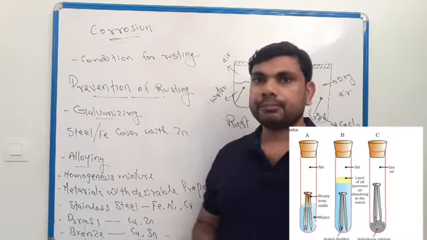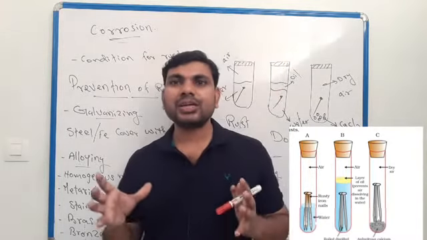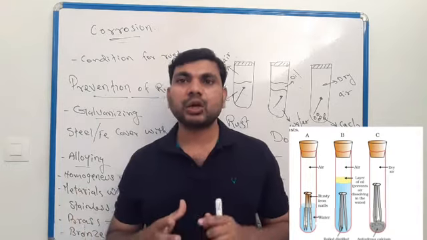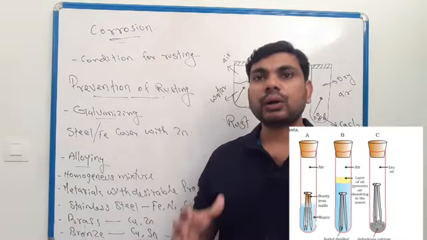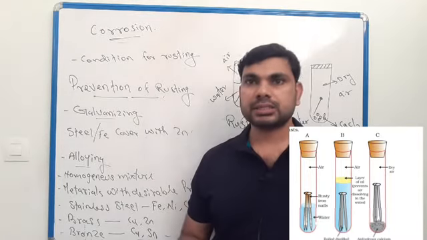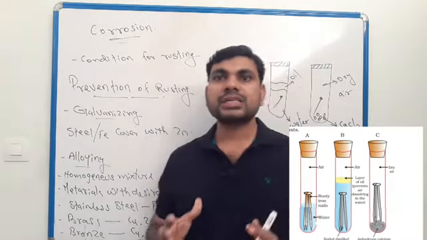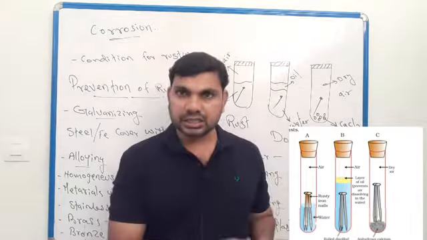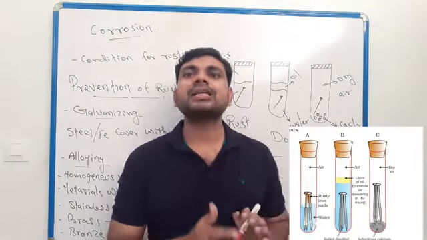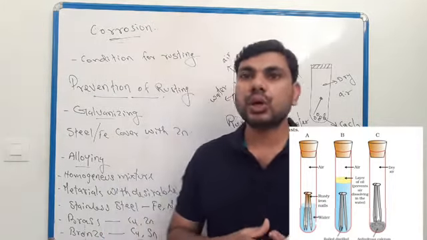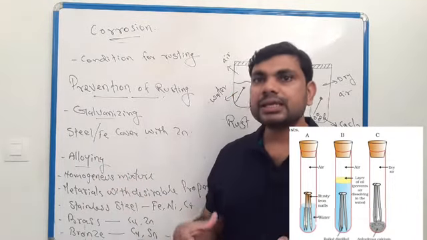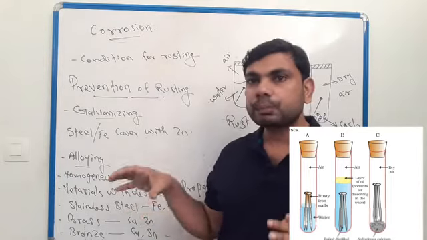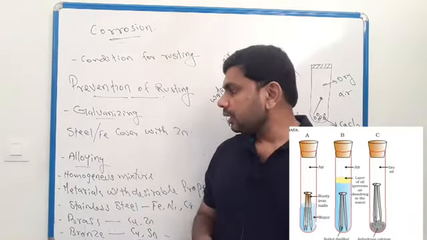After that, we have the second method to prevent rusting of iron. Here, alloys mean a mixture of metals. Alloys are homogeneous mixtures of metals or metals and non-metals. This mixture is called alloys. Clear. Alloying is one important method to prevent rusting of iron.